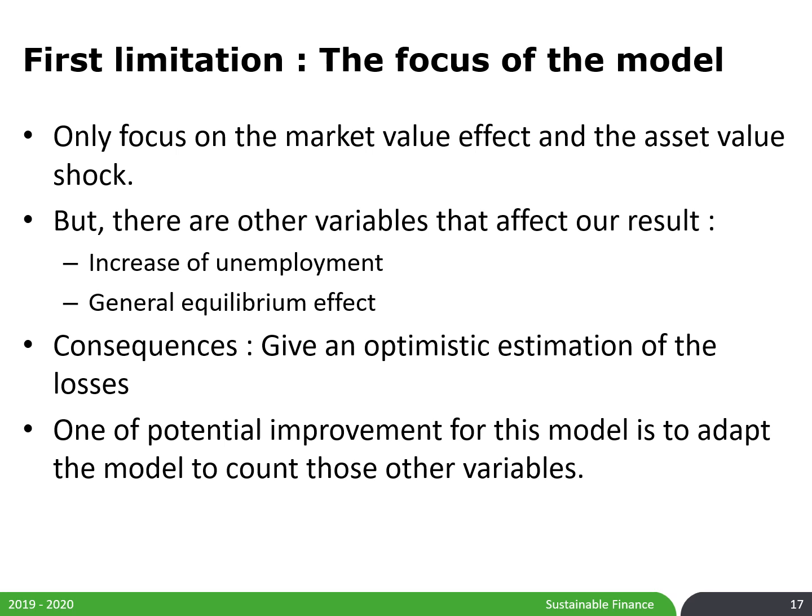The model only focuses on the market value effect and the asset value shock, but there are other variables that affect our results. For instance, the increase of unemployment or the general equilibrium effect also have an impact on the market value effect. The consequence of this limit is an optimistic estimate of loss. To solve the problem, we will have to adapt our model so that it can take into account all the variables that impact the market value effect.